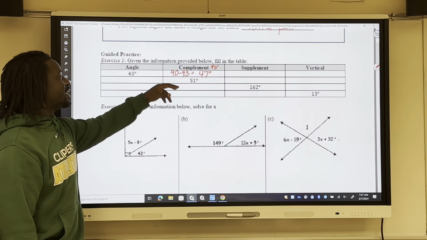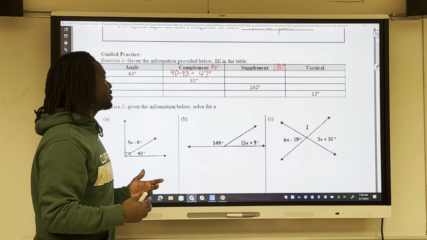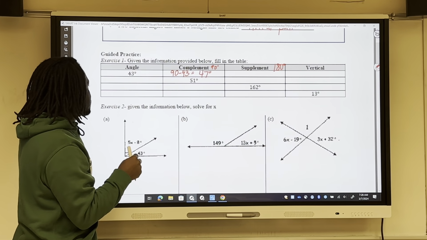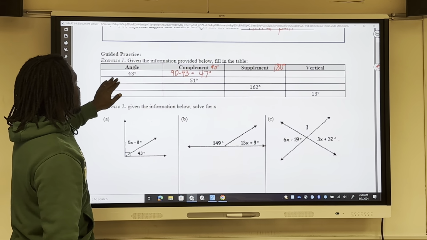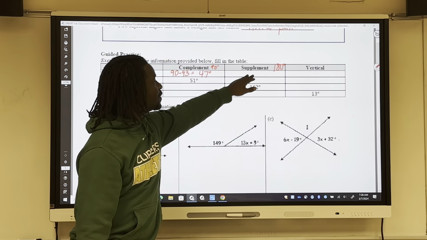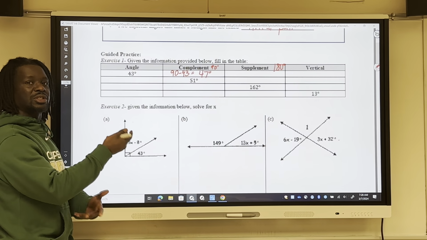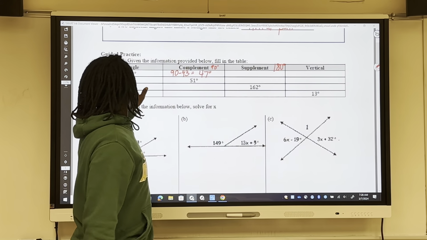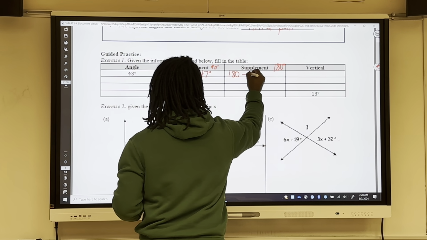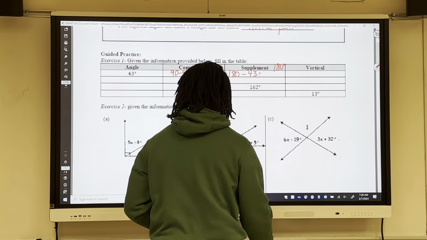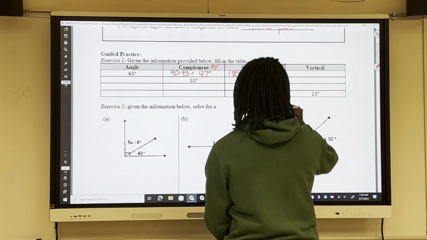The supplement. Supplementary angles are when two angles add up to give you 180. So I need to say, what plus 43 would give me 180? Again, all I need to do is the opposite: subtract 43 from 180. So 180 minus 43 will give me my supplementary angle, which is 137.